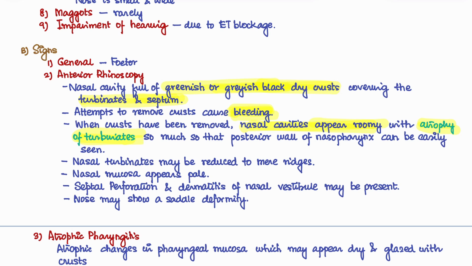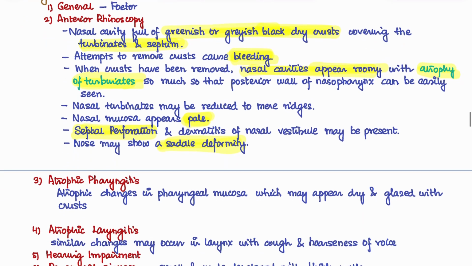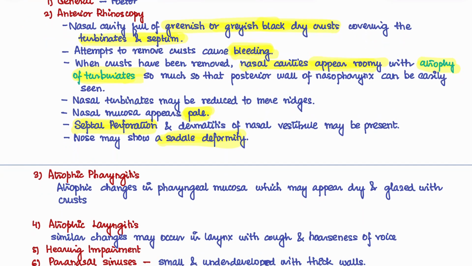The nasal mucosa becomes very pale. There can also be septal perforation, and in very extreme cases, the nose may show a saddle deformity. So these are all the signs you see when you examine the patient. And sometimes when the disease has been very progressive, you can see similar features in the pharynx as well as the larynx, leading to atrophic pharyngitis and atrophic laryngitis.